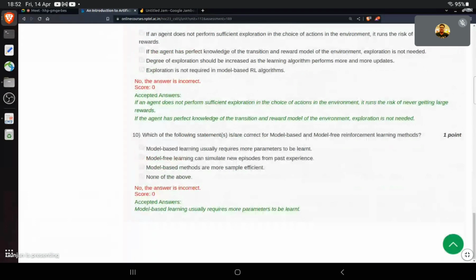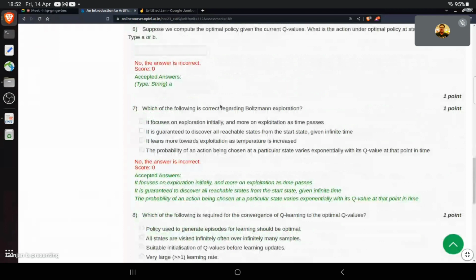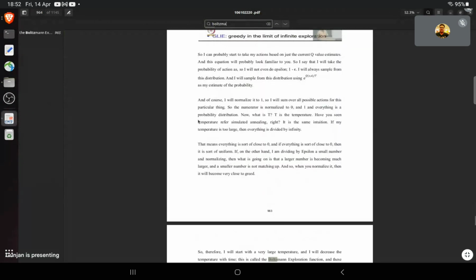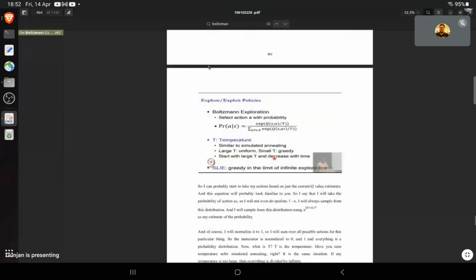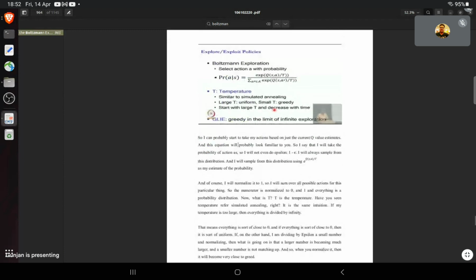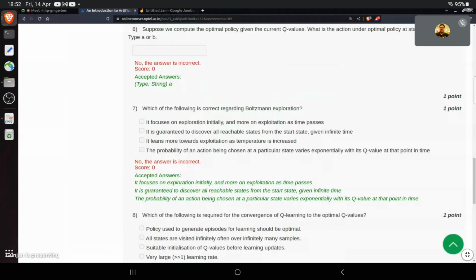Questions 7, 8, 9, 10 are all theoretical questions. Which of the following is correct regarding Boltzmann exploration? It focuses more on exploration initially and then on exploitation as time passes. This was, I think, discussed in the slides also. So initially we explore, and once we have explored enough, we start exploiting. That is what the entire concept is.